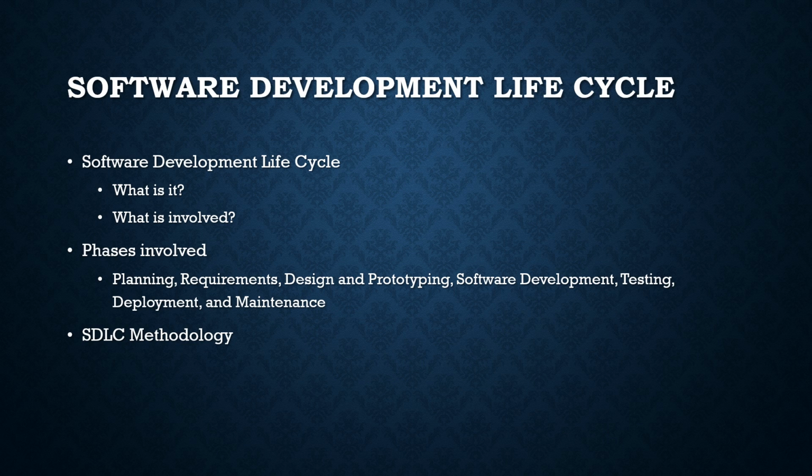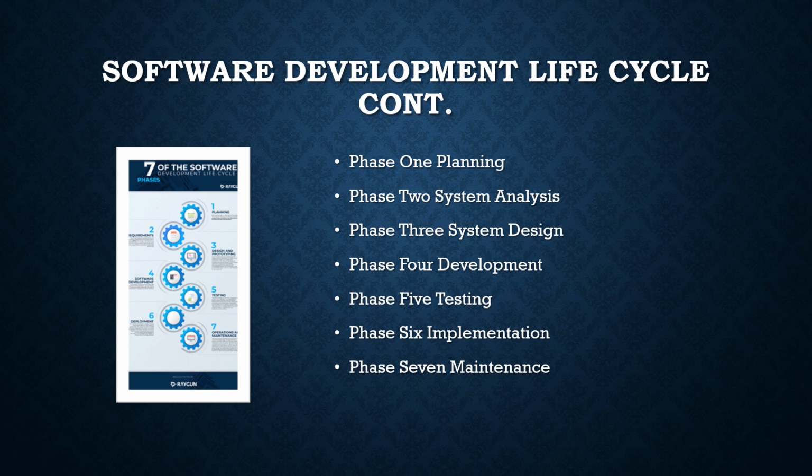The SDLC, or Software Development Lifecycle, defines a methodology for improving the quality of the software. In order to do this, we have to break down these phases. Software development life cycles continued. So these are the phases that the software development life cycle are using, phases 1 through 7.